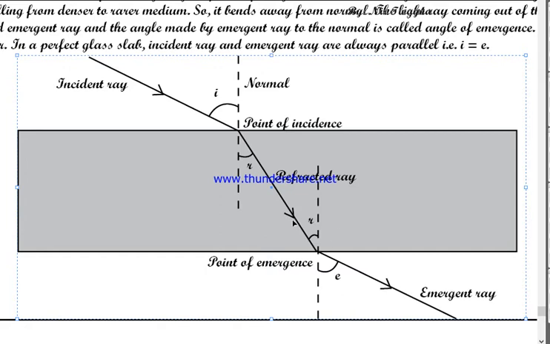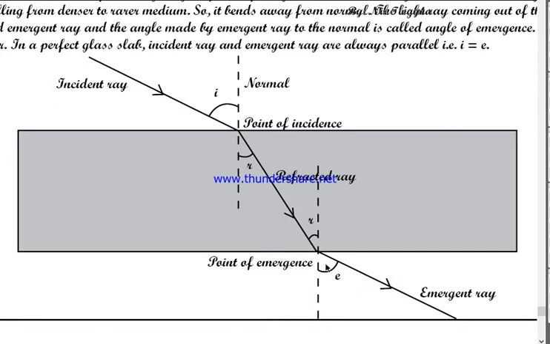Now here this angle acts as the angle of incidence, which is equal to the angle of refraction. That's why it is also written as R. Now since the light ray is traveling from glass to air, that means it is traveling from denser medium to rarer medium.